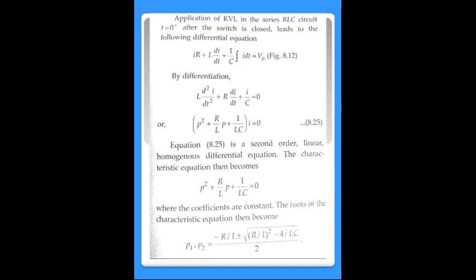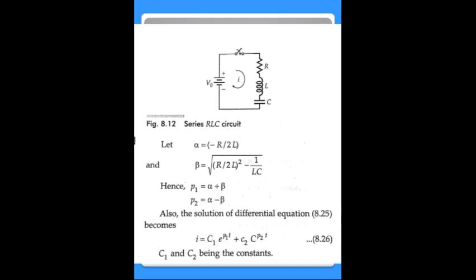So b is equal to minus R upon L plus minus under root (R upon L) square minus 4 upon LC, divided by 2. Now let alpha be minus R upon 2L and beta be under root (R upon 2L) square minus 1 upon LC. So the first root P1 is alpha plus beta and the second root P2 is alpha minus beta.